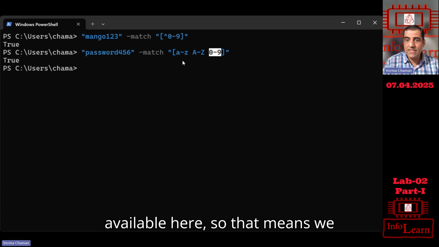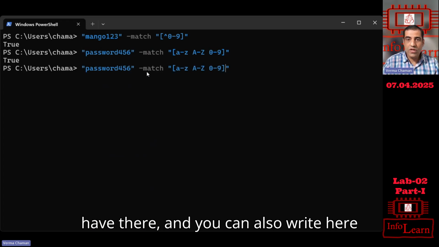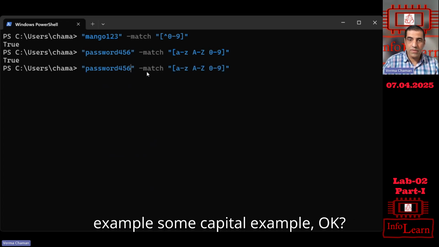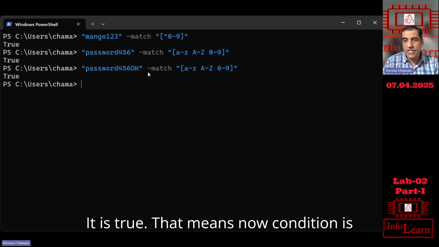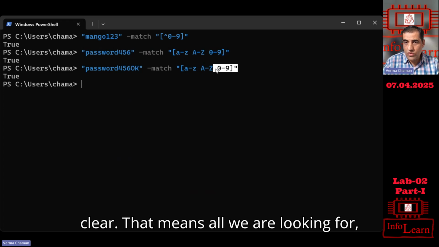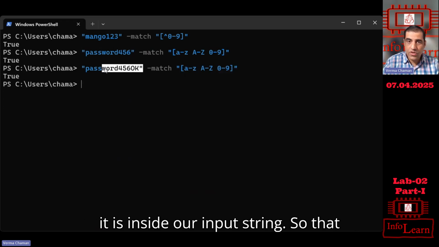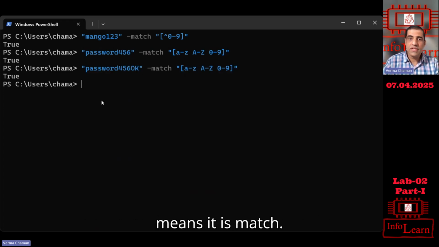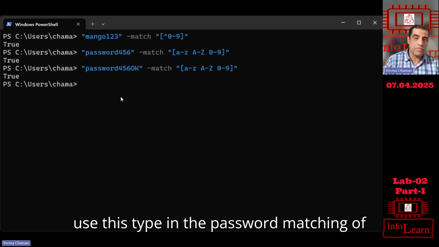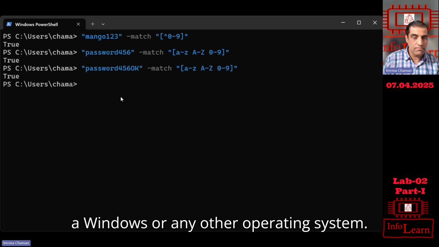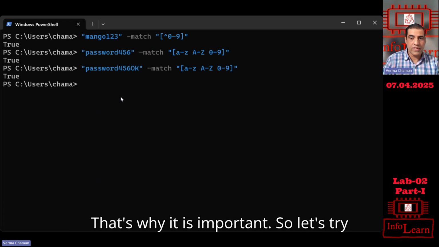So that means we have it there, and you can also write here, for example, some capital example. Okay, it is true. That means now the condition is clear. That means everything we are looking for is inside our input string, so it is a match. This is a very nice idea to take as an example. Basically, we use this type of matching for passwords in Windows or any other operating system. That's why it is important.